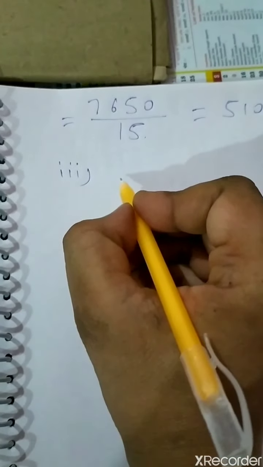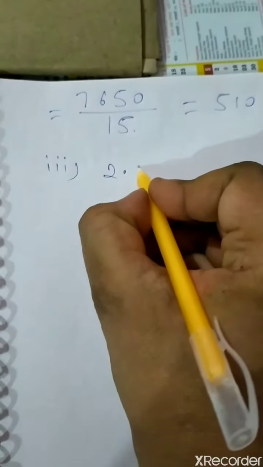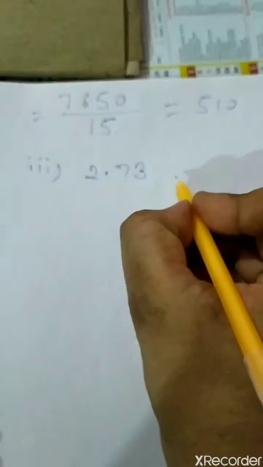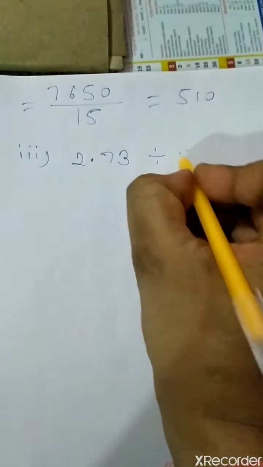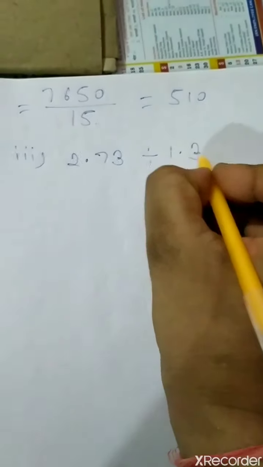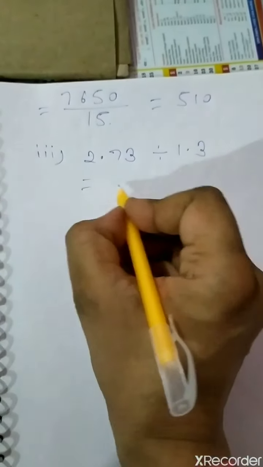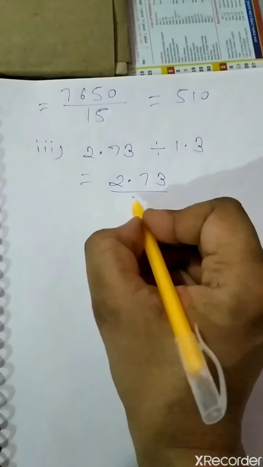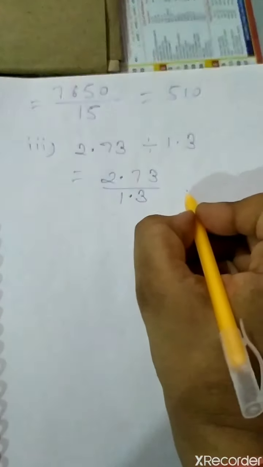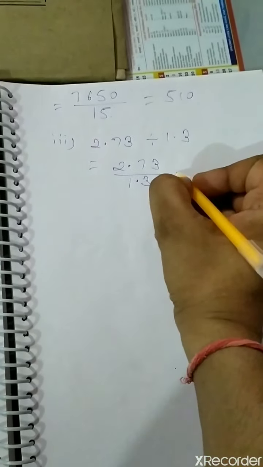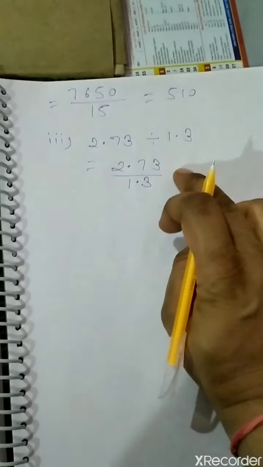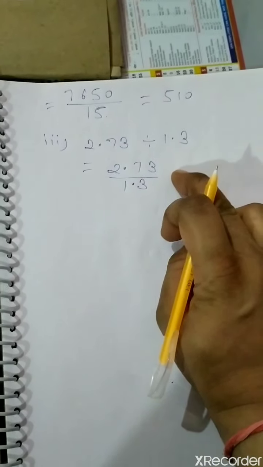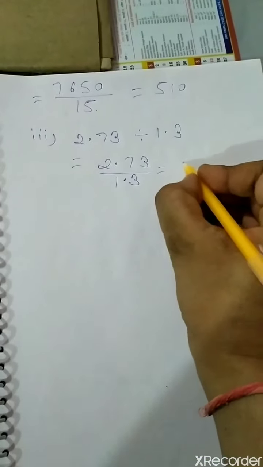Third number is 2.73 divided by 1.3. So you will do what? That is 2.73 by 1.3. Okay, 2.73 by 1.3, then multiply.